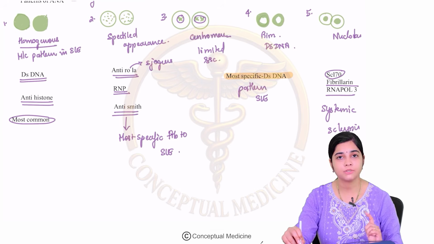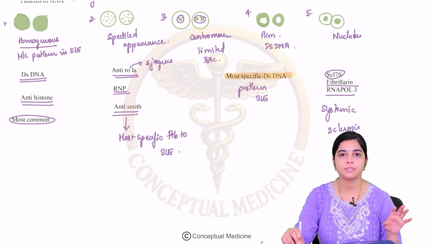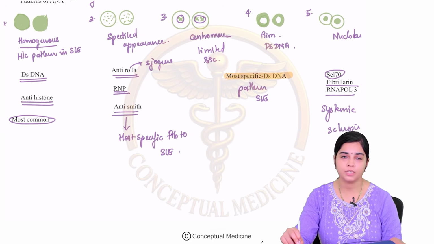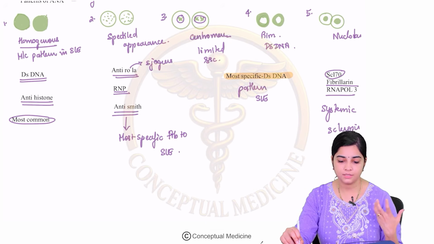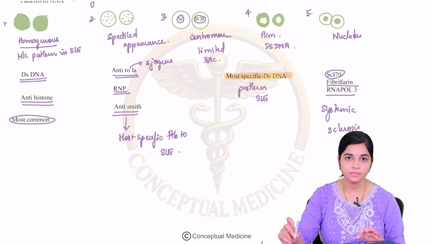In systemic sclerosis, you find 2 types. You can have a nucleolar pattern and a centromeric pattern. The centromeric pattern is seen in limited systemic sclerosis, and the nucleolar pattern is seen in diffuse systemic sclerosis. The rim pattern is associated with dsDNA, which is the most specific type of pattern. The most specific antibody is the anti-Smith antibody.